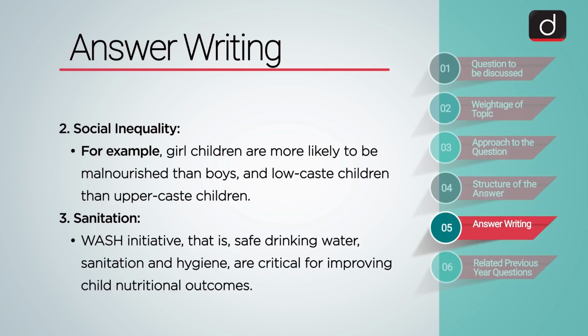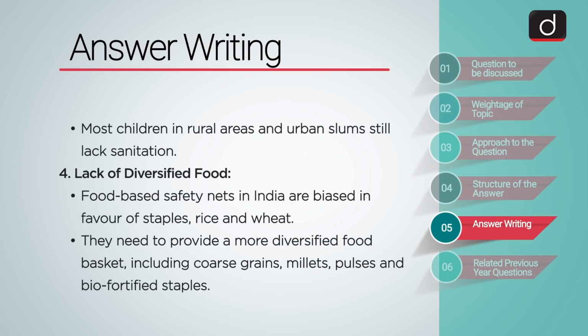Social inequality. For example, girl children are more likely to be malnourished than boys and low caste children than upper caste children. Sanitation. WASH initiatives, that is, safe drinking water, sanitation, and hygiene, are critical for improving child nutritional outcomes. Most children in rural areas and urban slums still lack sanitation. This makes them vulnerable to diseases that prevent their bodies from making good use of nutrients in food and they become malnourished.